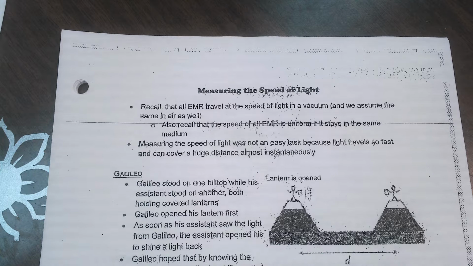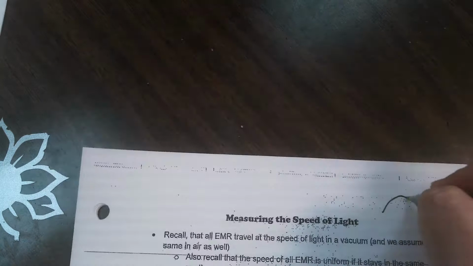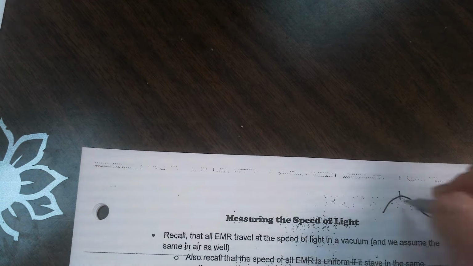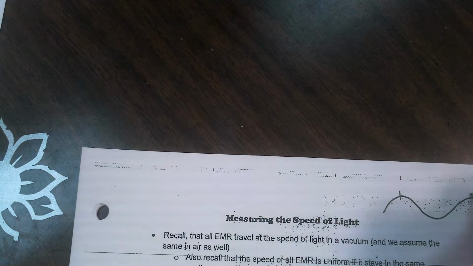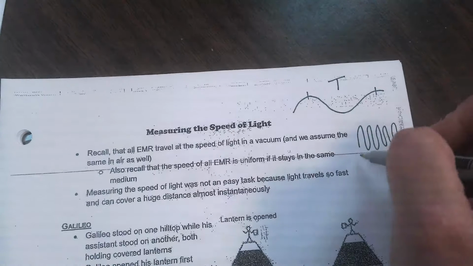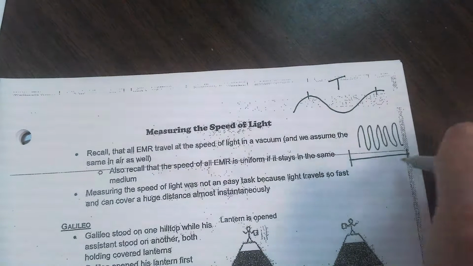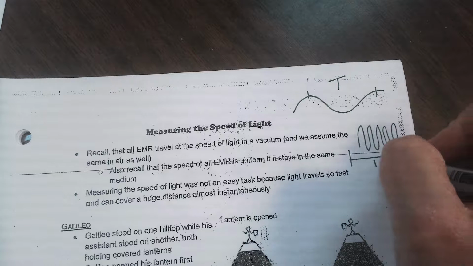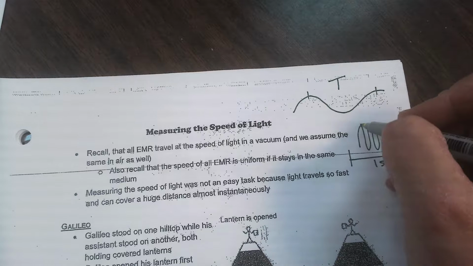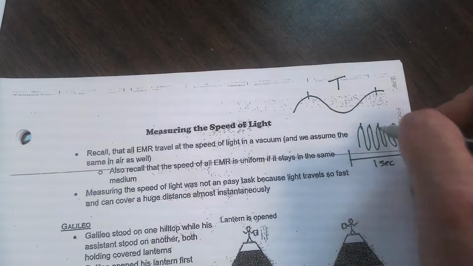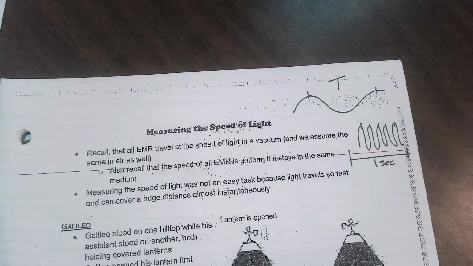One of the words that we learned, or two of the words we learned, is frequency and period. So period is the time it takes for one complete wavelength to pass. If we're looking at a wavelength like this, it's the time for one complete wavelength to pass. This would be a period. Whereas frequency is the number of wavelengths in a measured period of time. So say this was in 1 second, we would have 1, 2, 3, 4 wavelengths in 1 second.